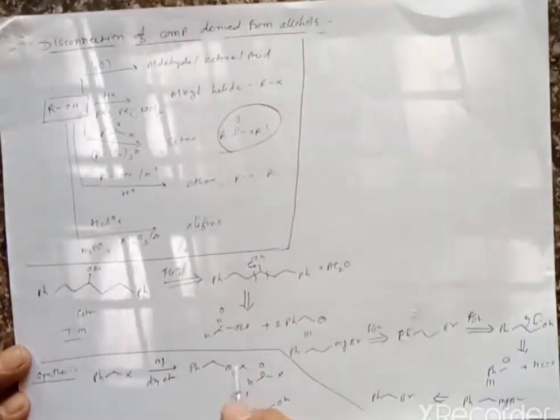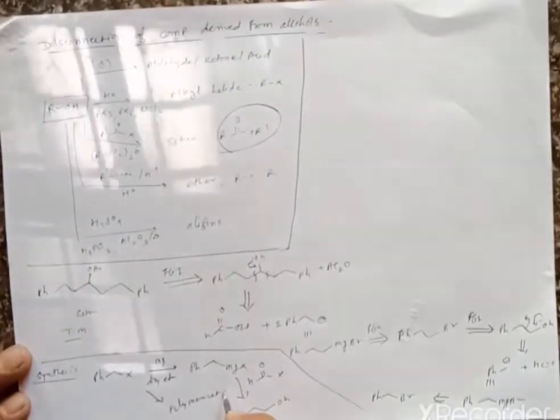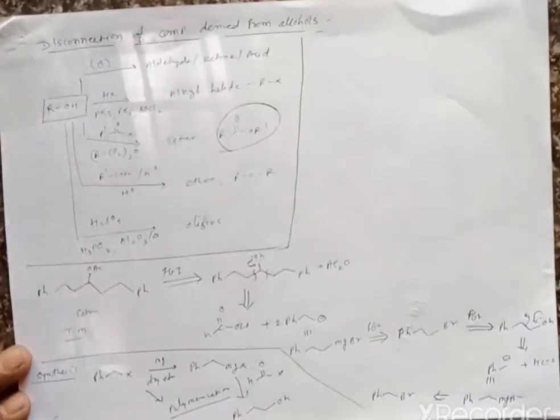But here, if we try this route, when we treat this phenyl or benzyl halide in the presence of magnesium and dry ether, it undergoes polymerization, right? It undergoes polymerization because it gives the formation of a benzyl anion, and this benzyl anion undergoes polymerization. Therefore this route, or this connection, is not suitable for the synthesis of such a target molecule.